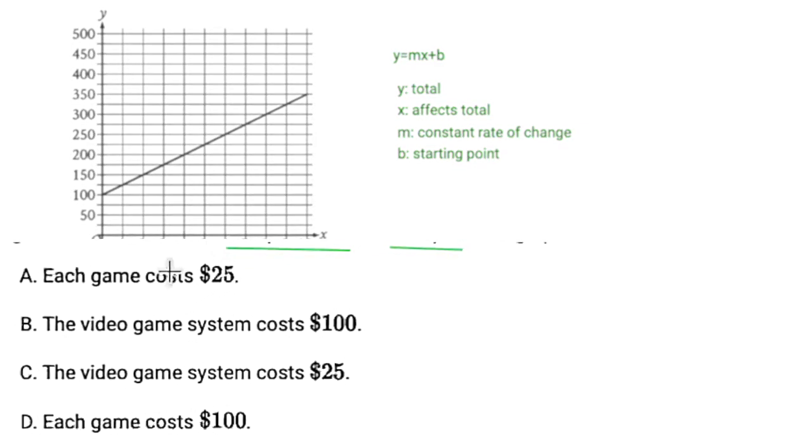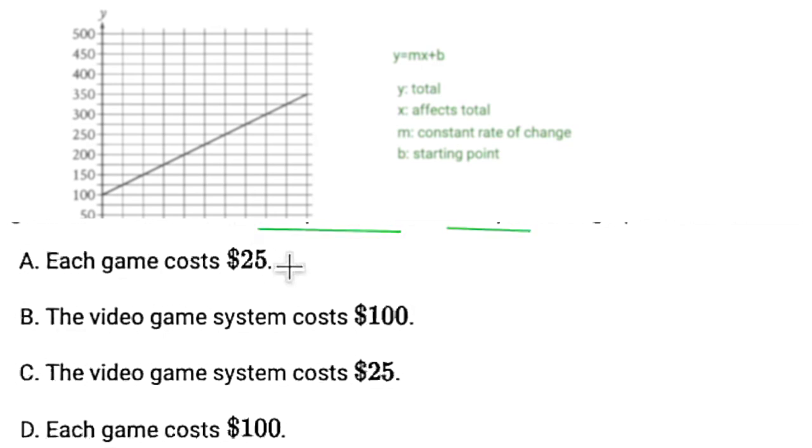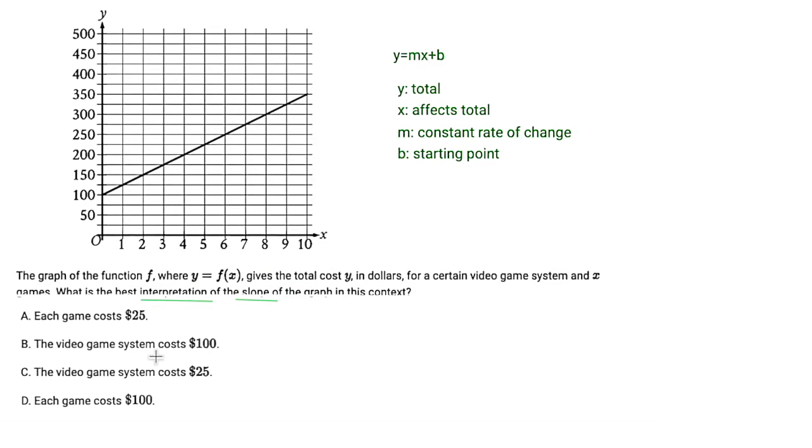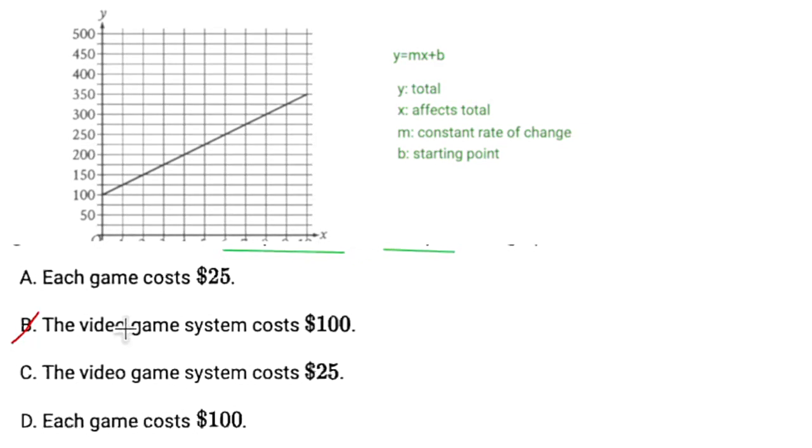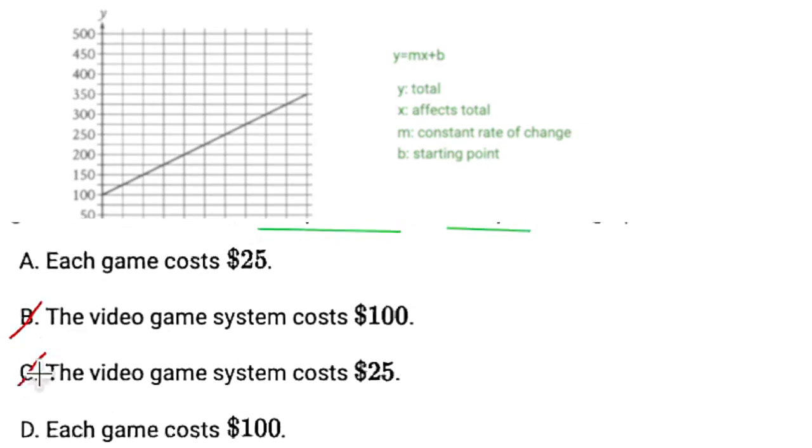Each game costs 25. That would be a constant rate of change, right? We talked about it being the cost of things that are being purchased. The video game system costs 100. And I can already tell what's going on here because we know we're going to have multiple games for one system. So the system would be kind of like the starting point, the y-intercept, because you need to buy the system before you can start playing games. But we could also look at the other sentence here, and it tells us that more or less. But either way, B is not a constant rate of change because we're only going to buy one video game system. Again, C, only one video game system.